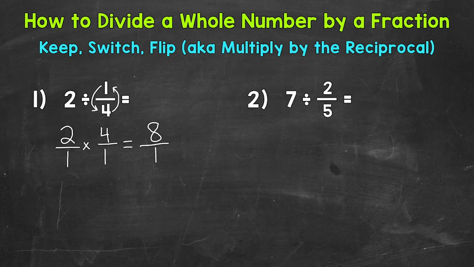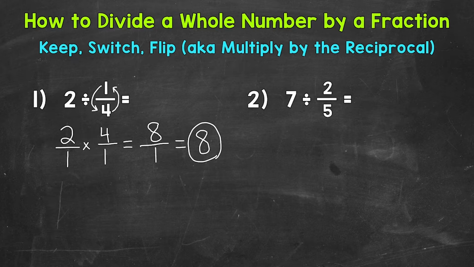So we get to the answer of 8 over 1, which is an improper fraction, so we do not want to leave it like that. This is going to be 8. Our final answer is 8. 2 divided by 1/4 equals 8. Let's move on to number 2, where we have 7 divided by 2/5. So we are finding out how many 2/5 are in 7, so to speak.